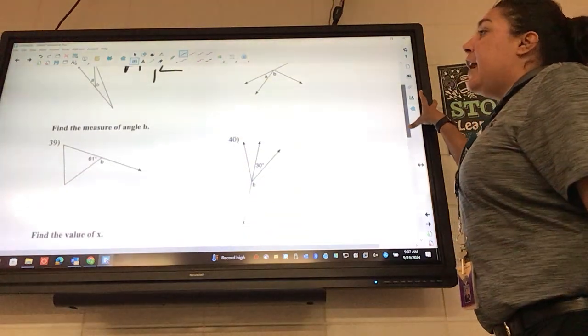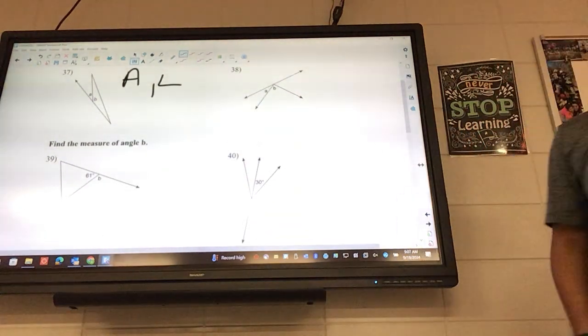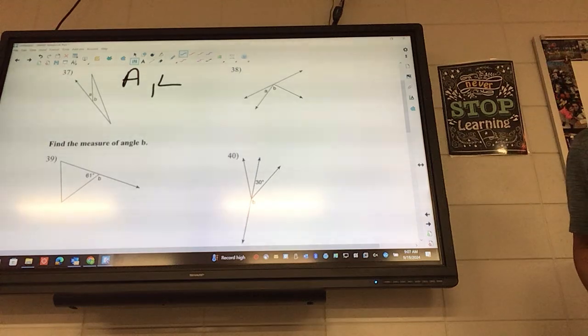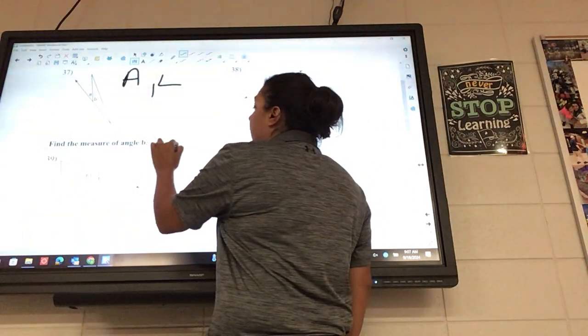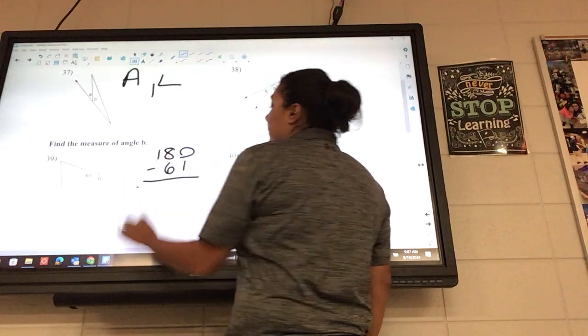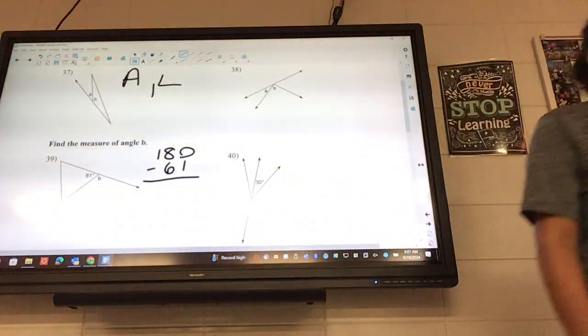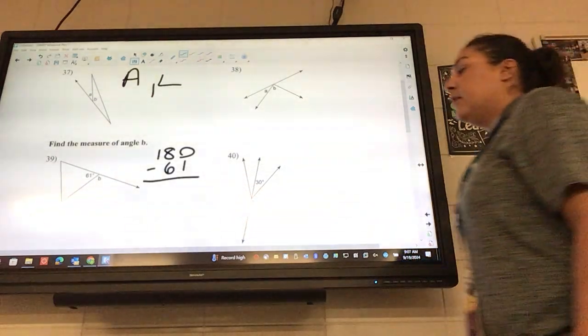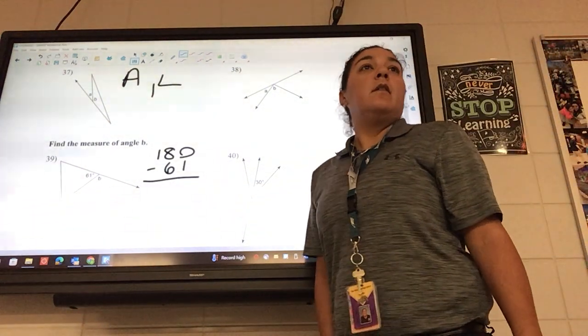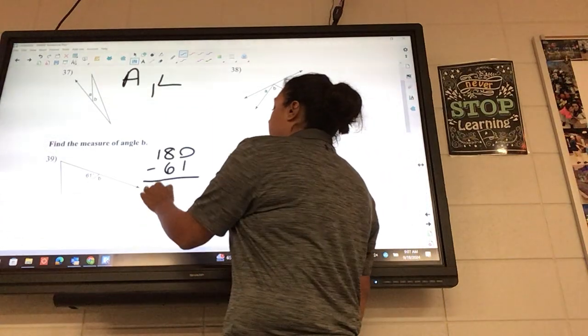39. Is that complementary or linear pair? It's linear. They add up to be a straight line. So you're going to say 180, because that's linear. 180 minus 61. What is 180 minus 61? 119.